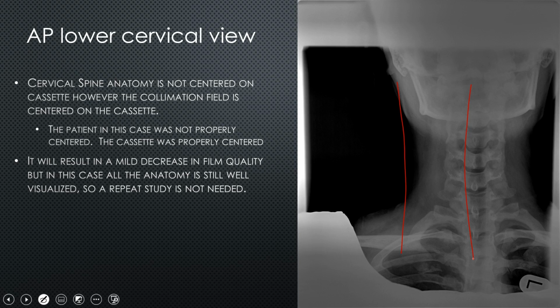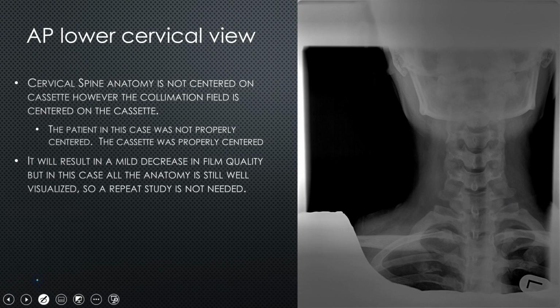The tube tilt is in its proper position because I can see all of the segments that I should expect to see on a lower cervical. It's actually collimated enough to where I'm not missing soft tissues because I can see. Let me do a better color here.